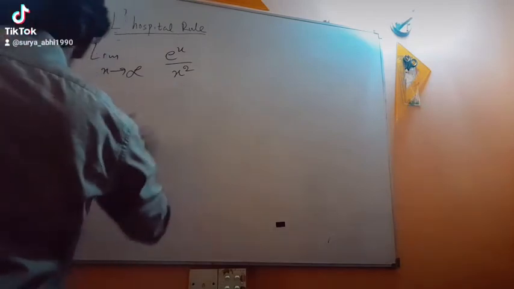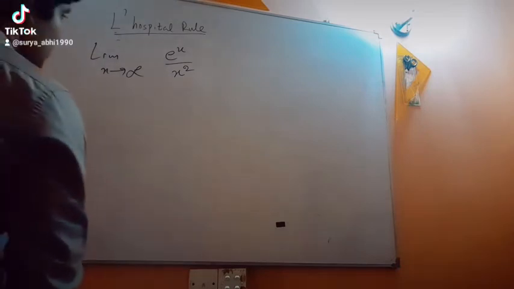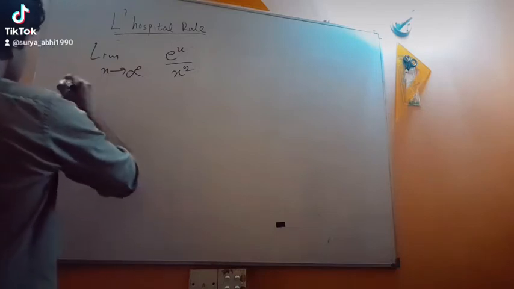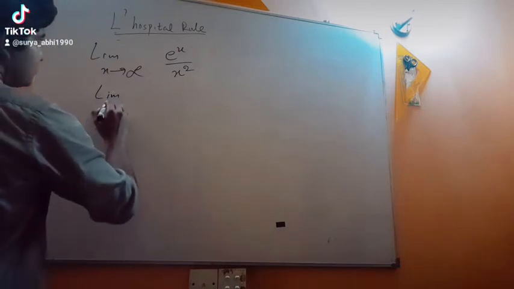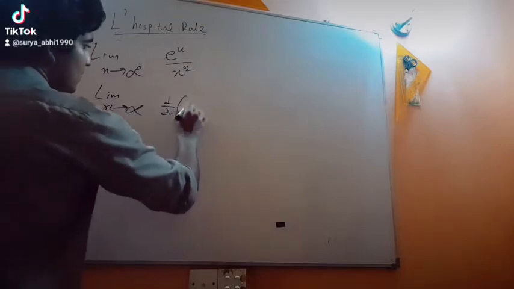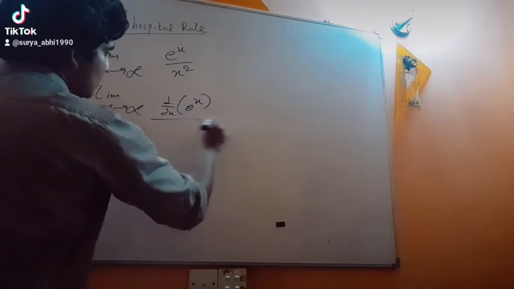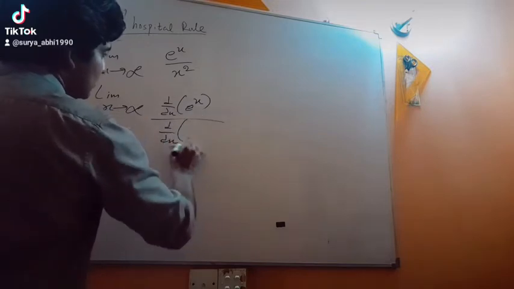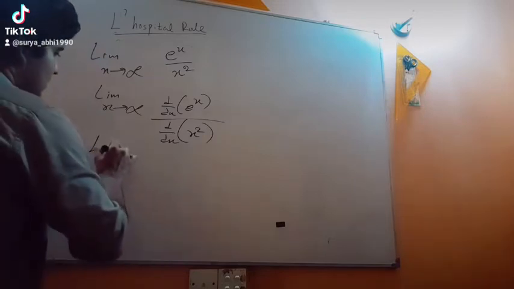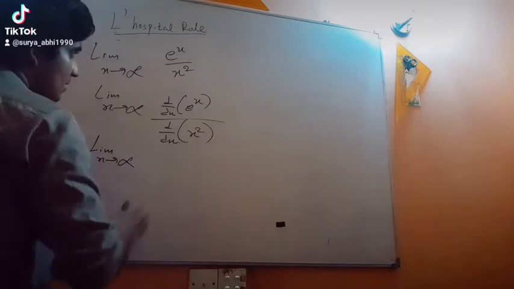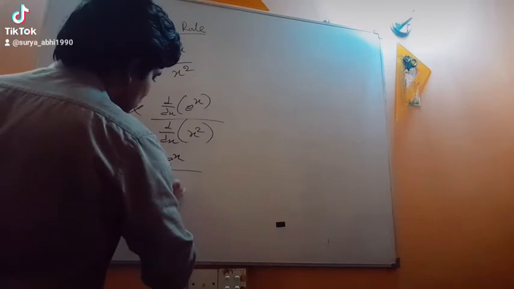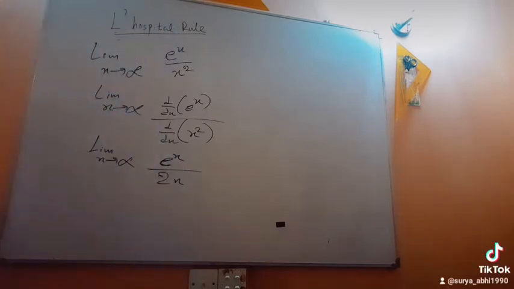According to L'Hopital's rule, you can differentiate the numerator and the denominator. If you differentiate, limit x tends to infinity, d by dx of e to the power x over d by dx of x squared. So the limit x tends to infinity, the answer is e to the power x divided by 2x.